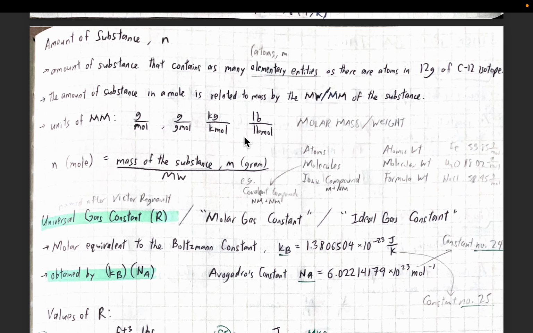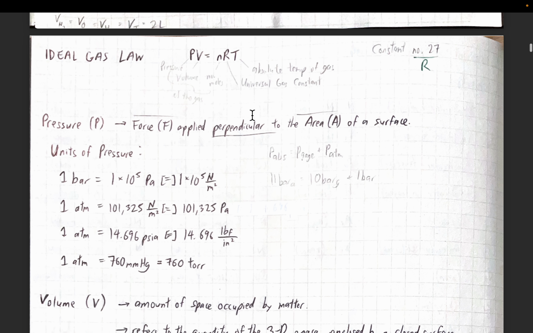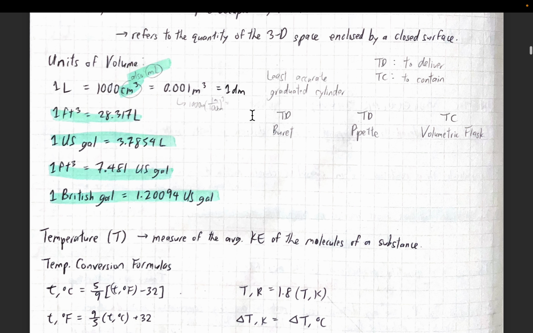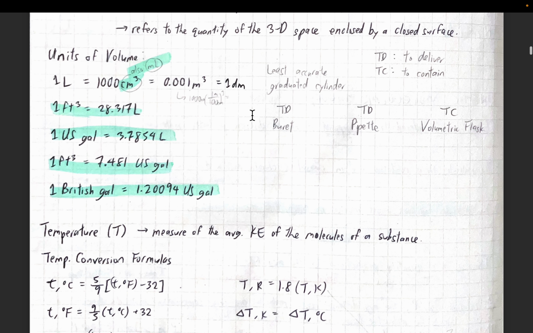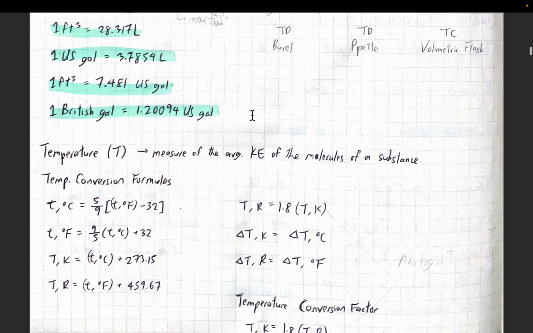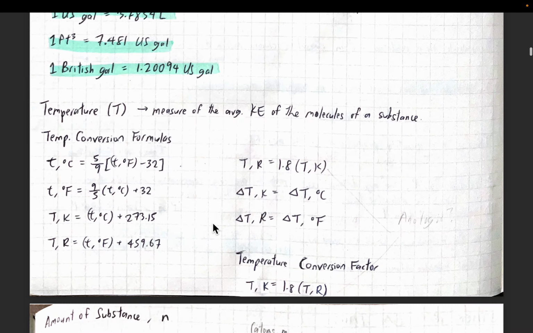So let's continue our series on Physical Principles 1. So previously we stopped here, no? The ideal gas law, pressure, volume, the units of volume. Ideally, it's important that you memorize them, but it still depends on your professor. We also have temperature, the conversions.